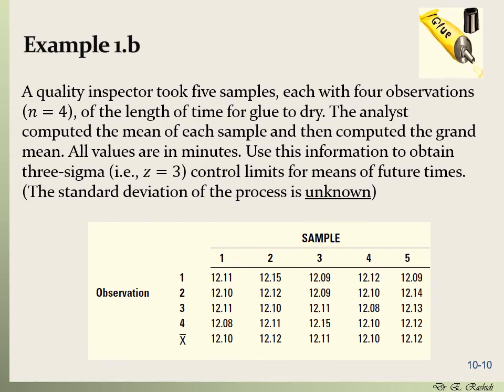This is the same problem as the previous problem, but with a different setting in which we don't know the standard deviation of the population. A quality inspector took 5 samples, each with 4 observations of the length of time for glue to dry. The analyst computed the mean of each sample, that's x i bar, and then computed the grand mean, that's x bar bar. All values in the table are in minutes. Use this information to obtain 3 sigma, that's z equal to 3, control limits for means of future times. The standard deviation of the process is not known.